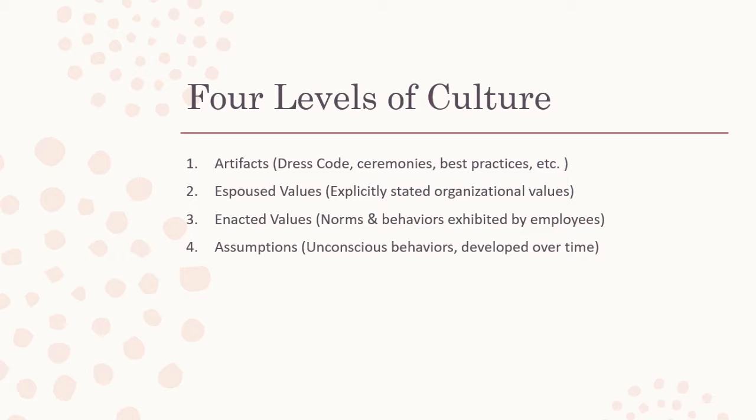The next one is going to be espoused values, and these are explicitly stated values, such as items listed in a training manual, if there are rule books for how a job gets done, and the procedures that have to be followed. Those are going to be espoused values. The third level of culture is going to be enacted values, and these are rules or norms that are not necessarily stated anywhere, but are generally accepted and practiced within the workplace. And then the last level is assumptions. These are behaviors that didn't start as norms but have developed over time by employees and are now widely accepted by the organization.